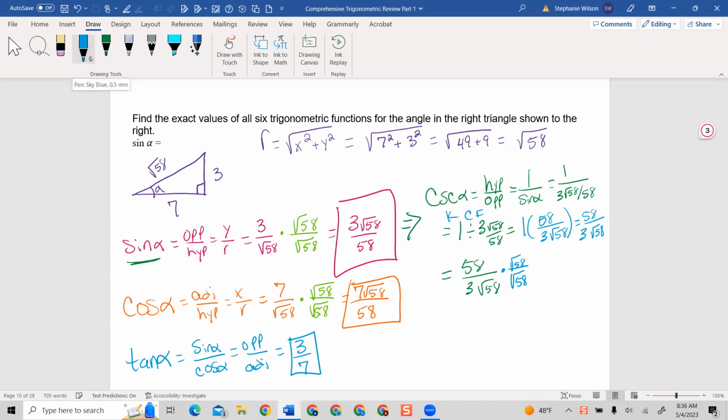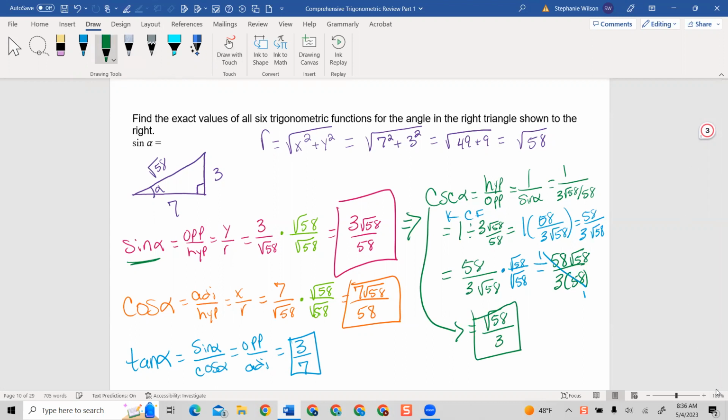When I do that, now I'm left with, let's change this again, 58, square root of 58, all over 3 times 58. And oh, this works out great. My 58's reduced, it goes into itself once. Now, my cosecant is going to be square root of 58 over 3.